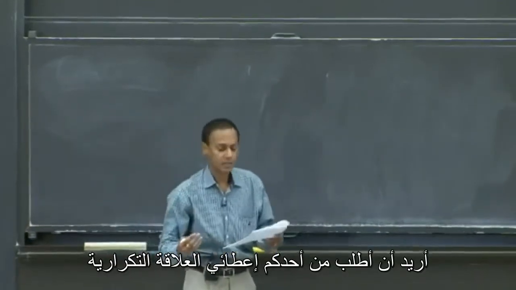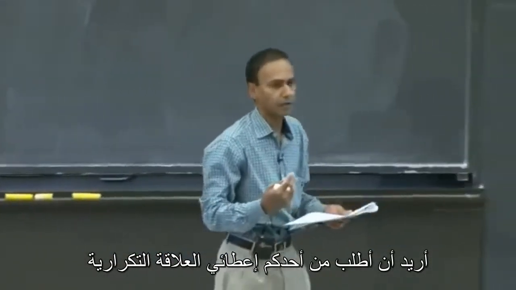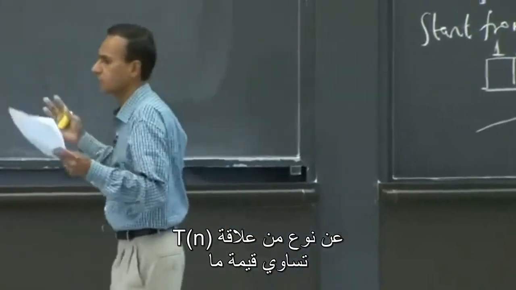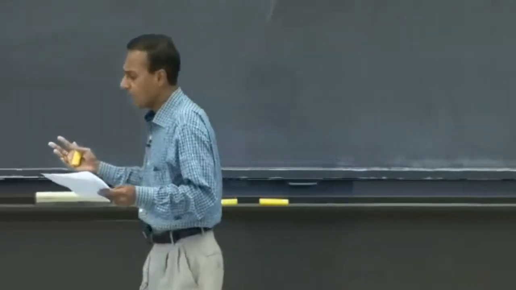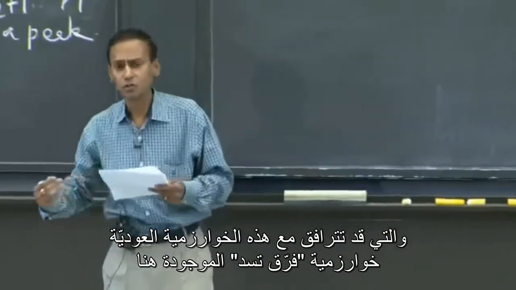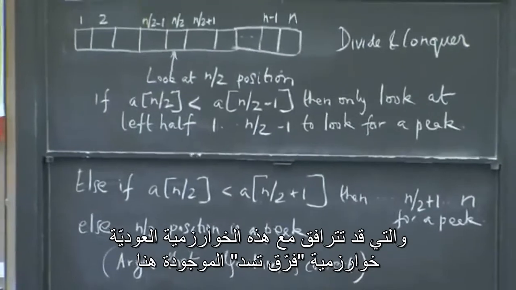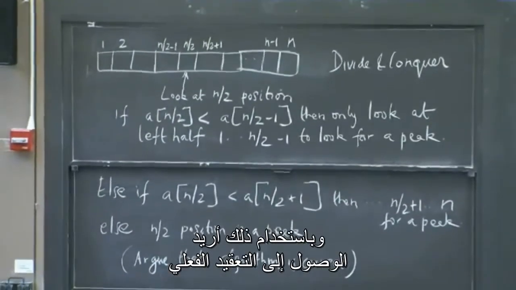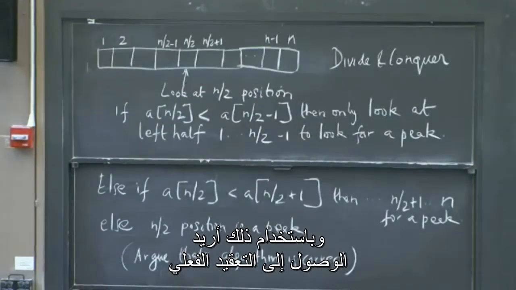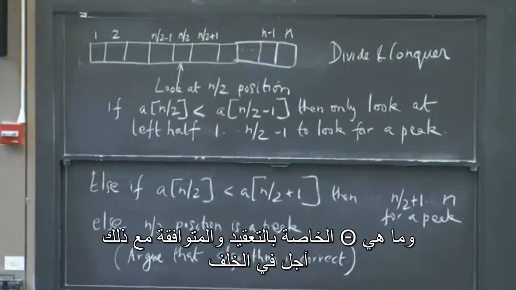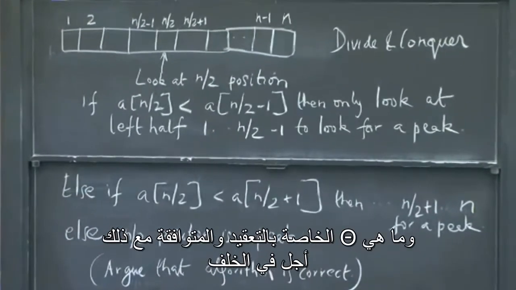What I'd like to do is ask one of you to give me a recurrence relation of the kind T of n equals blah, blah, blah, that would correspond to this recursive algorithm, this divide and conquer algorithm. And then using that, I'd like to get to the actual theta complexity. Yeah, back there.